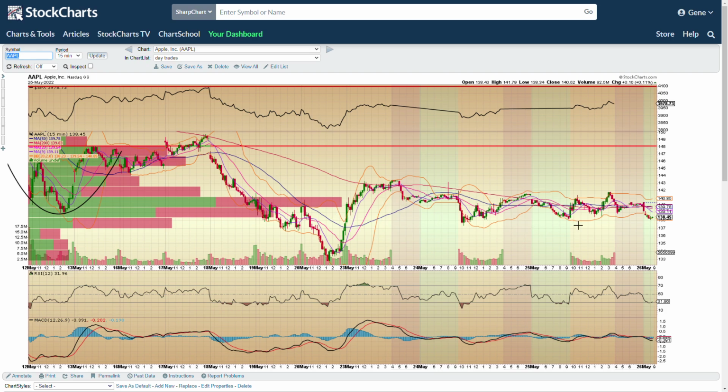This is Apple's 15-minute chart. You can see we've been trading in this tight range here. Apple has pulled back in pre-market with a lot of other tech names. You can see the pullback right there. If you were to draw a line, putting us right about support, the same support area that we found here.